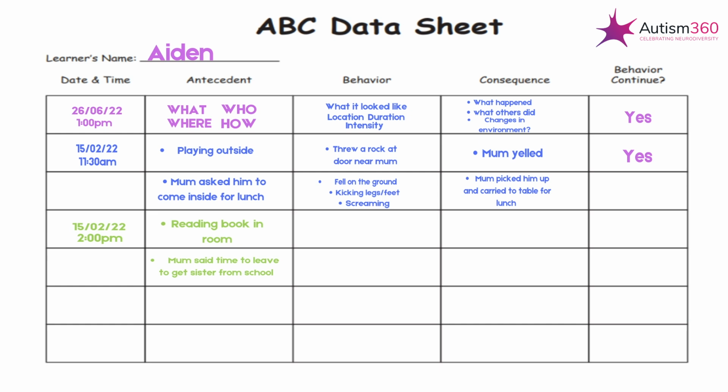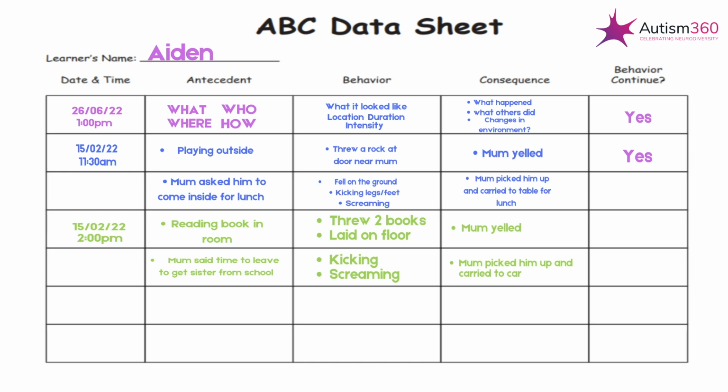Next, Mum would record the behaviour. Aiden threw the book at Mum, followed by picking up another book and throwing it, and then laid on the floor, kicking and screaming. Lastly, Mum would record the consequence. Mum yelled at Aiden to not throw his books and to get in the car before they were late picking up his sister, followed by Mum picking him up and carrying him to the car.